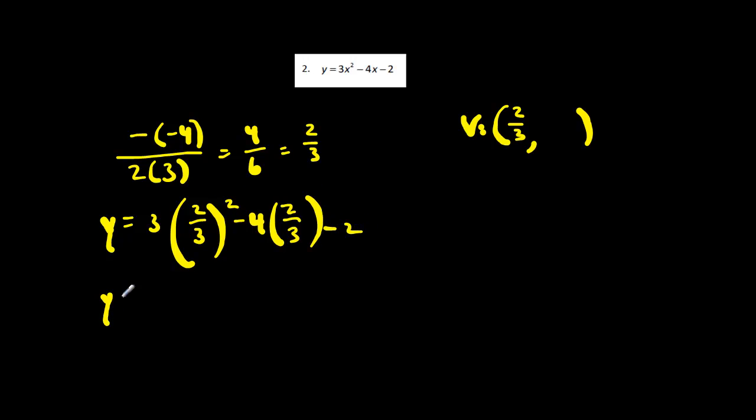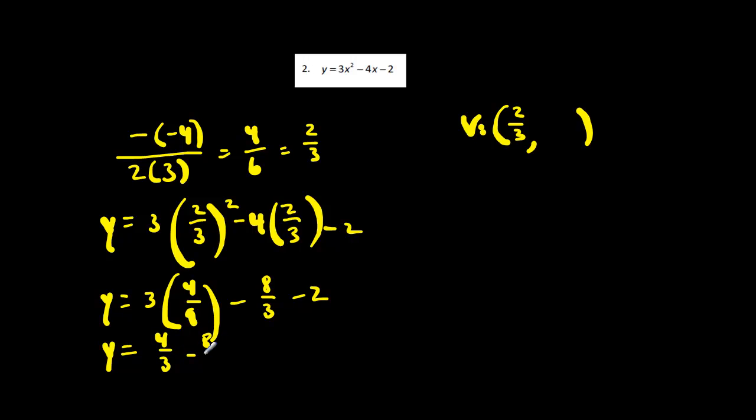Okay. Square 2/3, which is 4/9. 4 times 2/3 is 8/3 minus 2. So y equals, the 3 and the 9 cancel, so you'll have a 3 down here. So 4/3 minus 8/3 minus, might as well put this in thirds, so 6/3. 4/3 minus 8/3 is negative 4/3. Negative 4/3 minus 6/3 is negative 10/3.